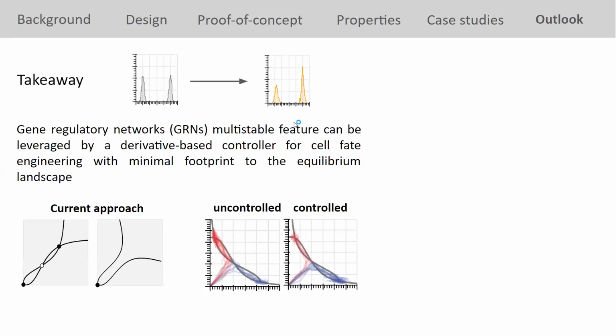So that's what I wanted to present. The main takeaway of the talk is that we could harness this multi-stable feature that these gene regulatory networks related to cell fate have, to design a derivative controller that gives us an opportunity to talk about cell fate engineering, and that has this minimal footprint on the equilibrium landscape. And also, we find this quite interesting because it's a new function related to the incoherent feedforward loop operation, which was initially used for fold change detection and some newer work for dosage compensation. We think that this is a new contribution to the whole range of functions that the IFFL could have.